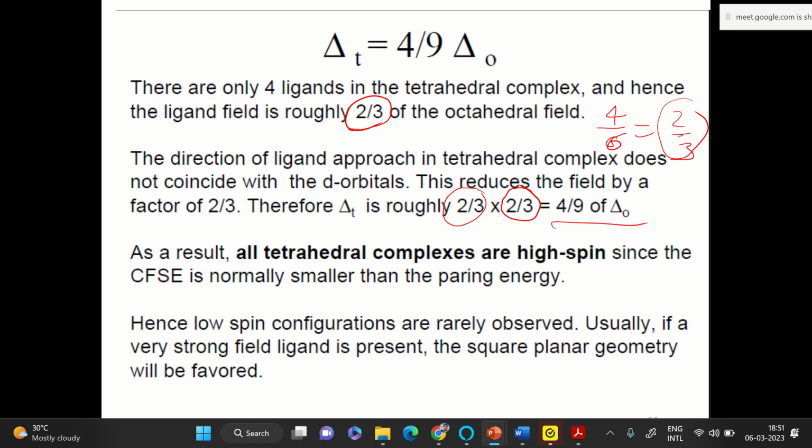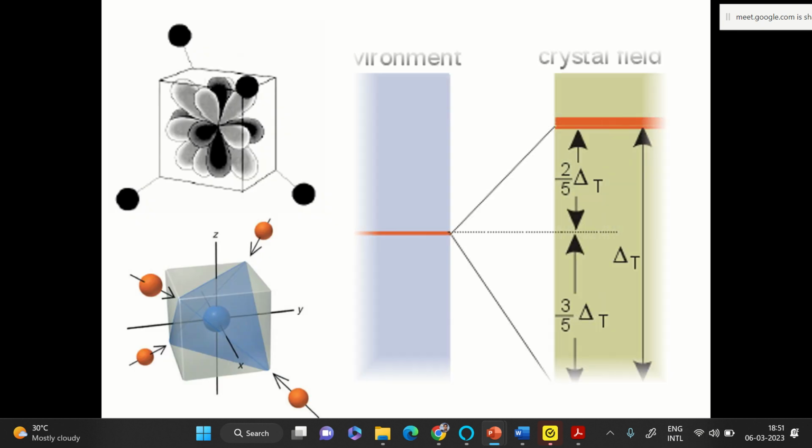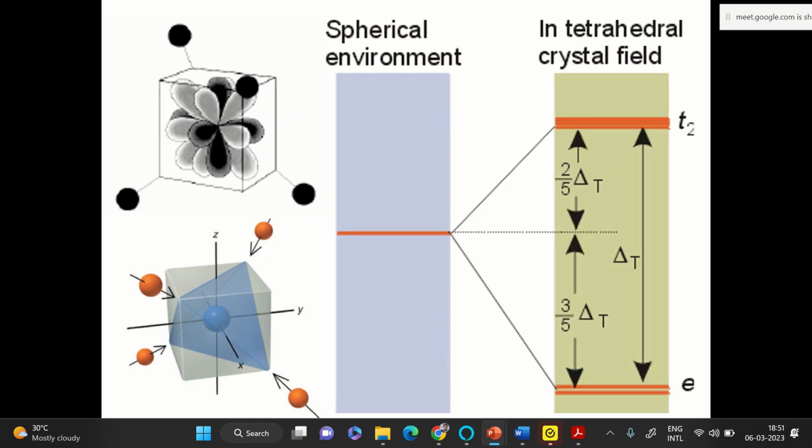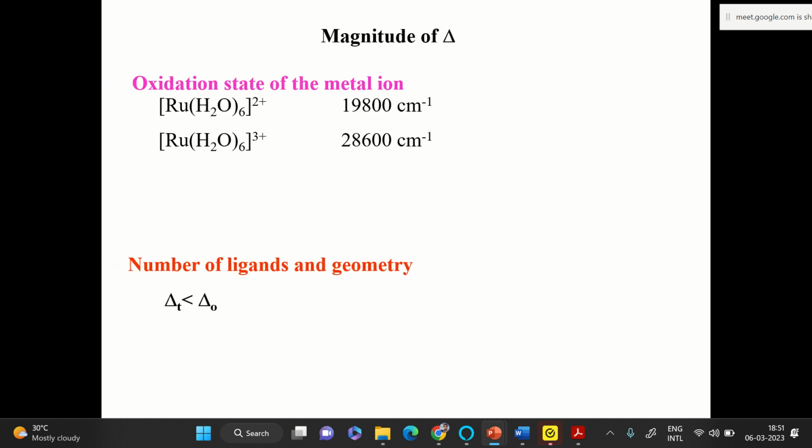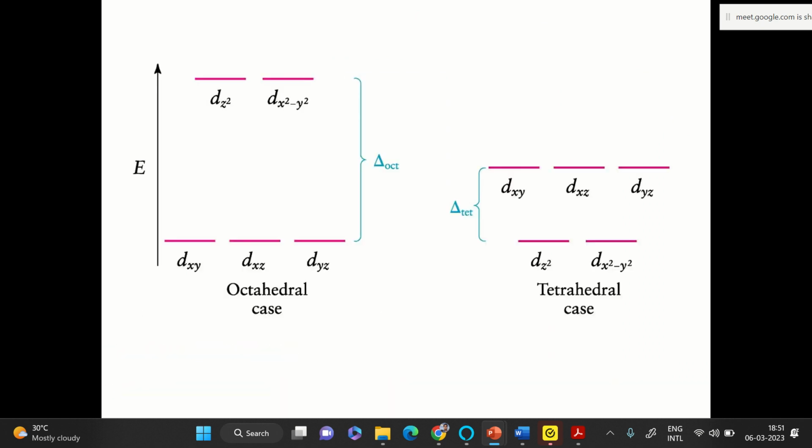Okay, so the consequence is that all tetrahedral complexes are high spin. The CFS is much smaller as compared to the pairing energy. So this is the situation. Comparison has to be made from a spherical environment, and then you draw this kind of diagram.